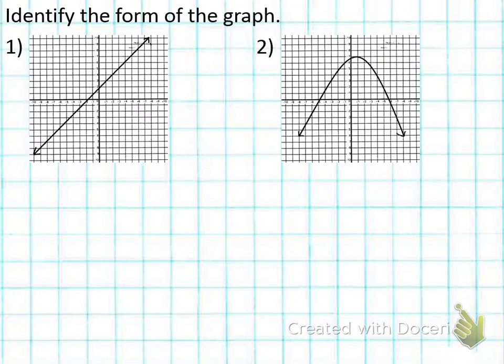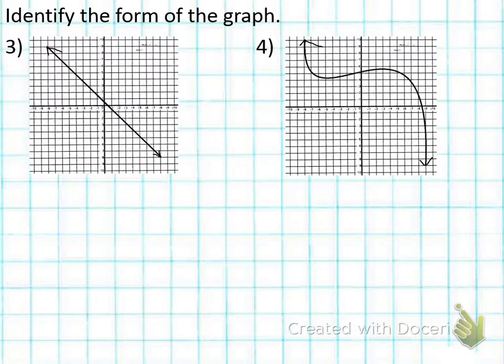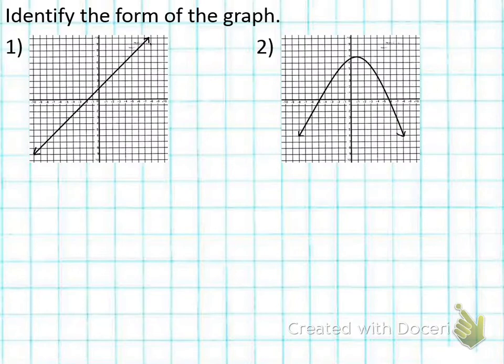It says identify the form of the graph. So number 1, I'm looking at this and I'm like, this looks like a line, right? Looks like a line. And from left to right, is it going up or is it going down? I read like a book from left to right. It's going up, so I know it's a line, so I know it's linear. And I know it's going up, so it's a positive. I'm sorry, I know it's a positive linear graph.